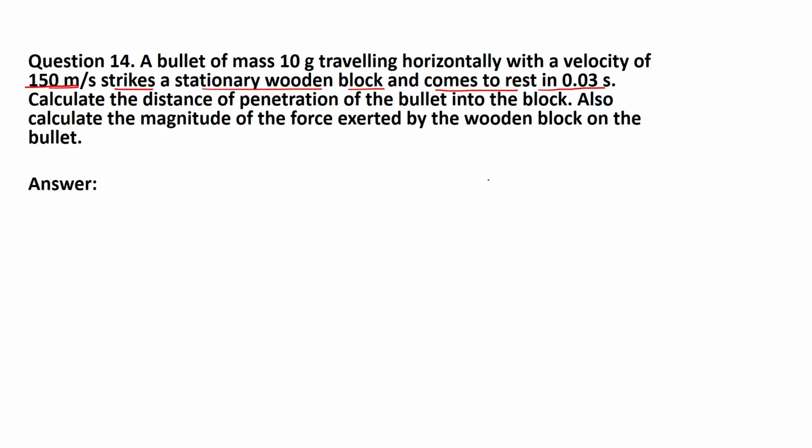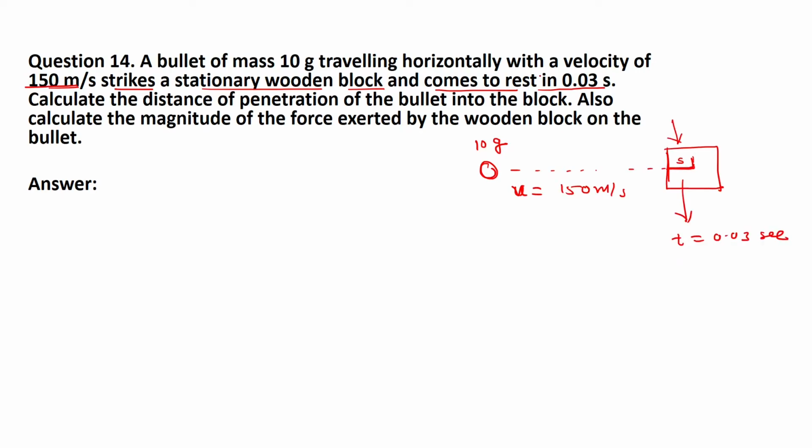The mass is 10 gram and its speed v is equal to 150 meter per second. It strikes the wooden block like this. Suppose the wooden block is there and it penetrates through it. Now this distance inside it, we have to find. Also it comes to rest, and the time taken is 0.03 second. So it comes to rest in 0.03 second. Calculate the distance of penetration of the bullet into the block. Also calculate the magnitude of force exerted by the wooden block on the bullet.